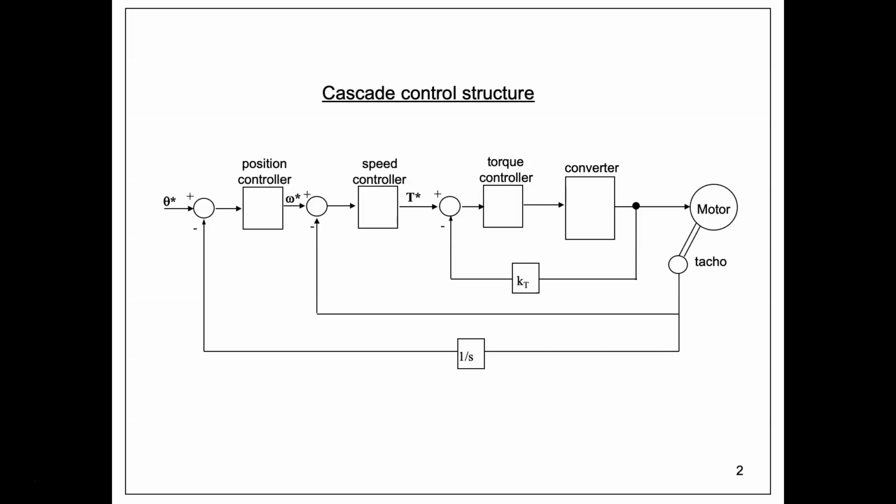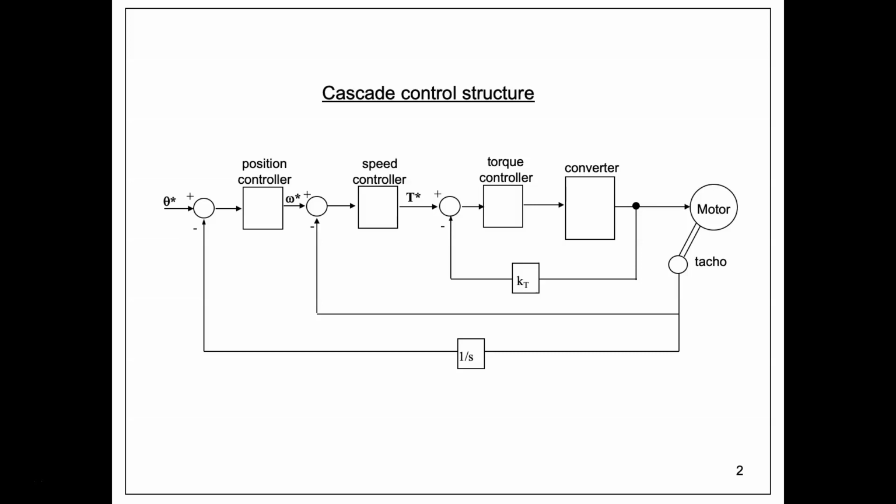In the DC motor drive shown here, there are three loops: the torque loop, the speed loop, and the position loop. The Cascade control structure is characterized by its multiple loops, with the reference to the inner loop coming from the output of the controller of the outer loop. The torque reference for the torque loop is coming from the speed controller of the speed loop, and the speed reference is obtained from the position controller.